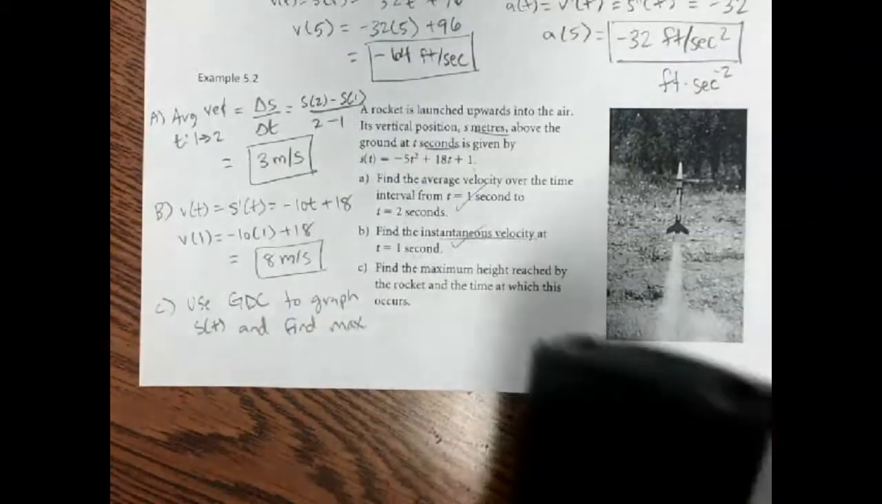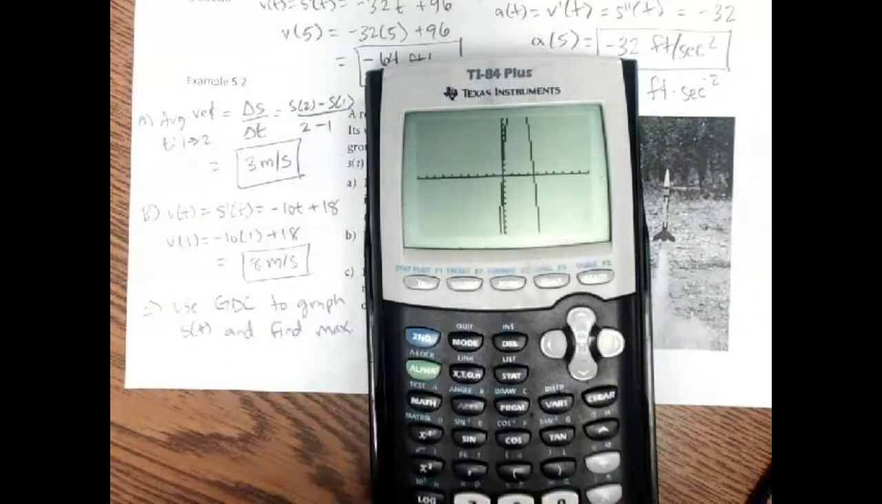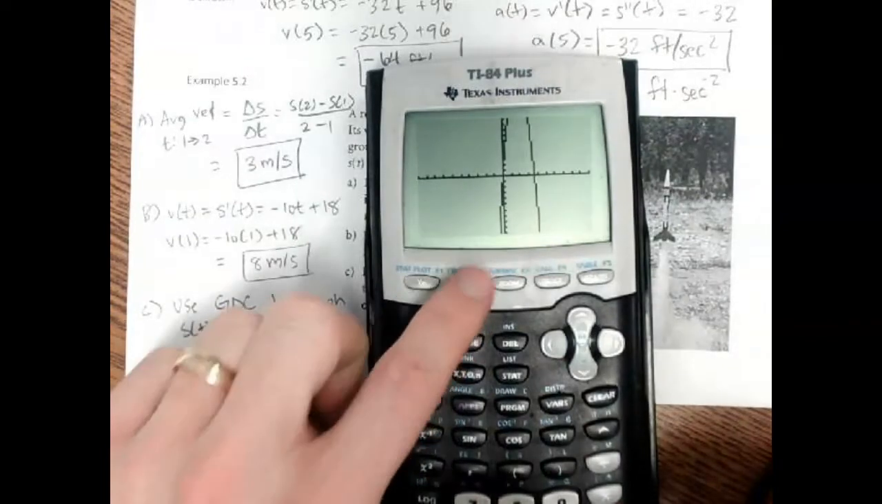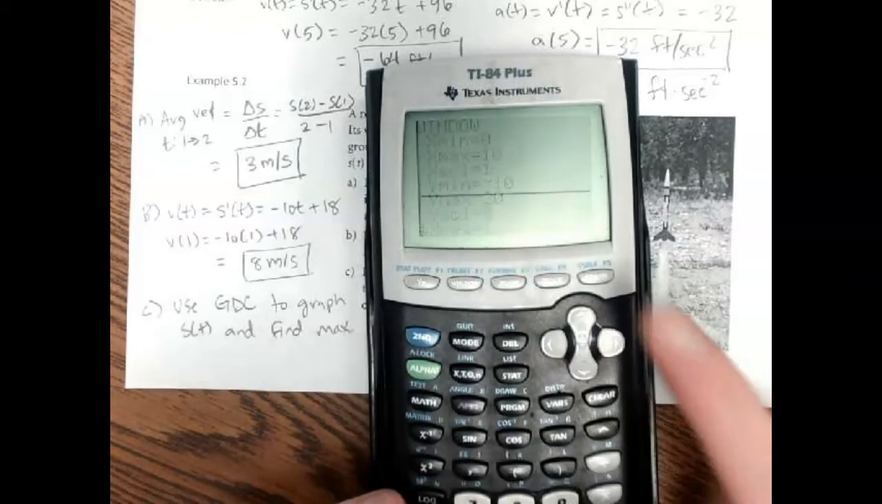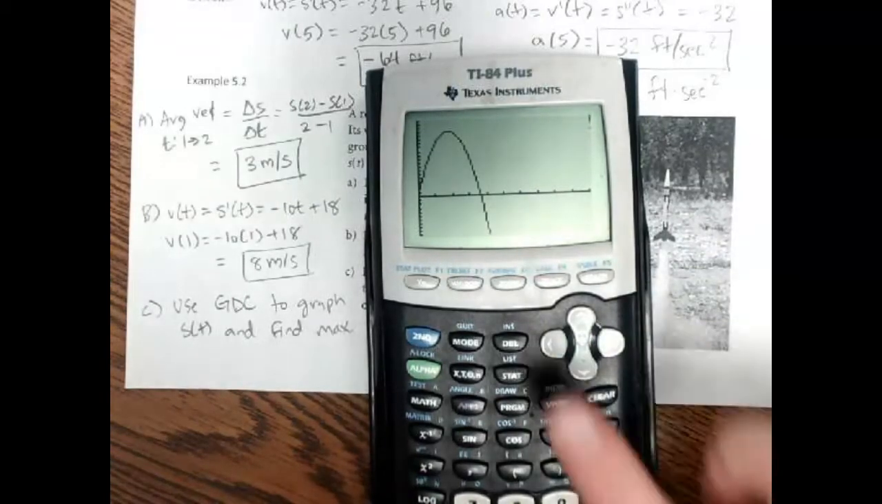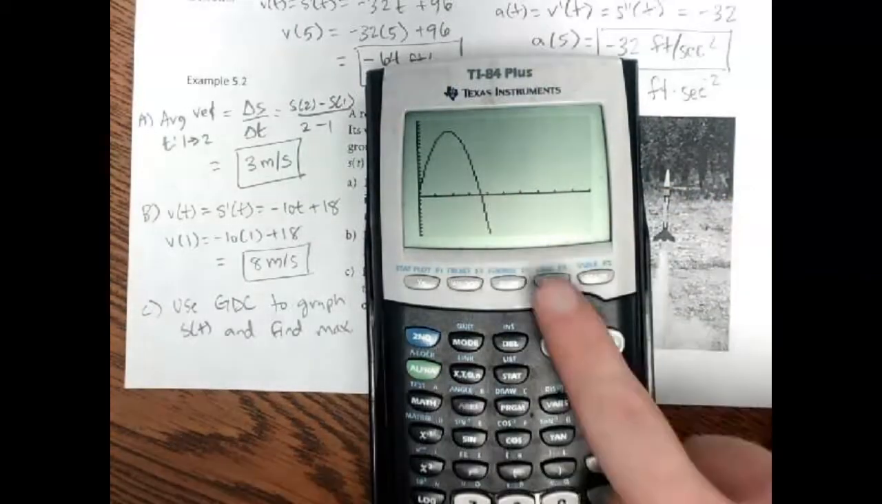If you had a calculator, you could just graph it. It looks like it goes up too high, so I'm going to restrict this domain. I don't need it to be negative time. I do need it to be a little bit taller, though. So there's your function. Again, we don't really care about what happens after it hits. We just wanted to find the maximum height.